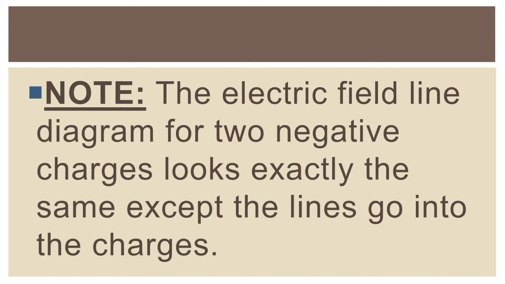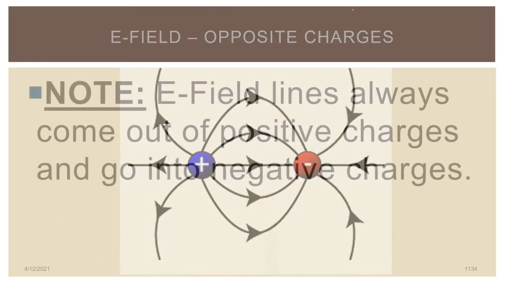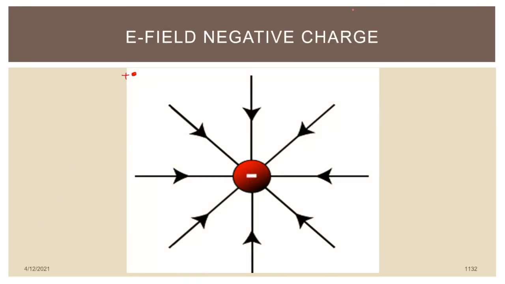All right, now we've got a big question to ask here. And I think that this is really going to be important not only for this particular topic, but also when we get to magnetism. And the big question that we have to ask is, what does the spacing of the electric field lines show us? And the easiest way that we can answer this question is to just go back to the picture of an electric field line diagram for a single charge.